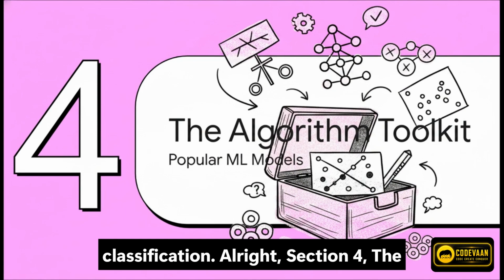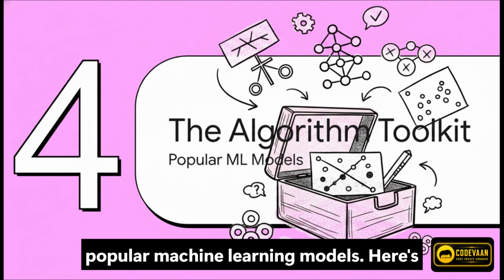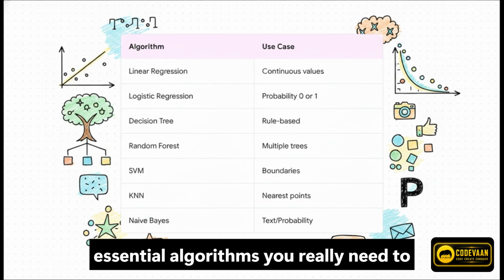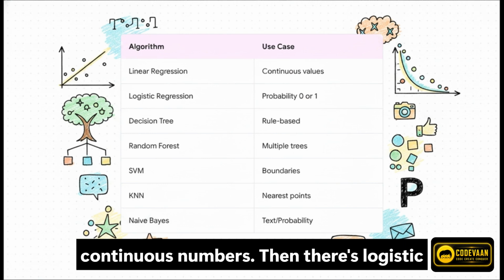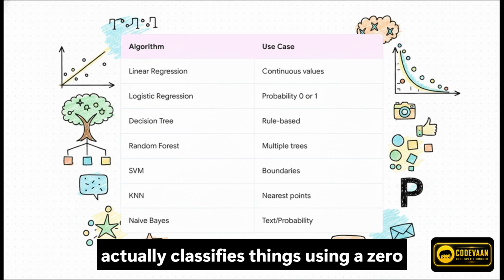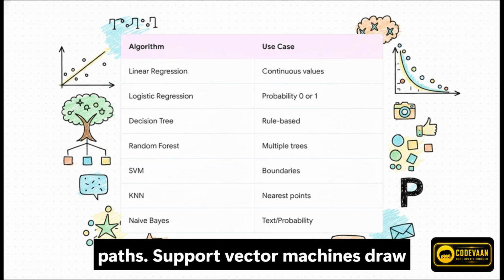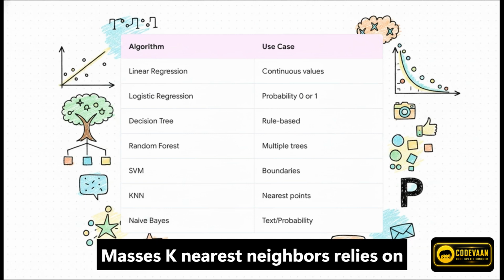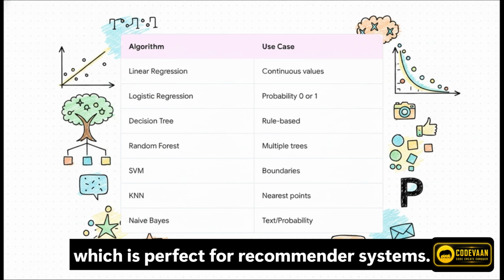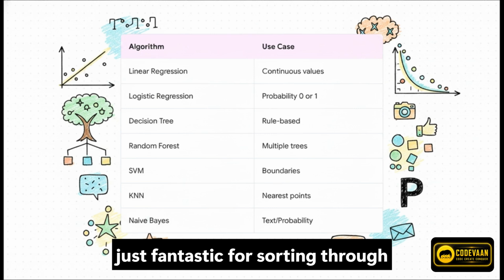All right, Section 4, the algorithm toolkit. Let's look at some popular machine learning models. Here's your rapid-fire rundown of the 7 essential algorithms you really need to know. First, we have linear regression for continuous numbers. Then there's logistic regression, which, despite the name, actually classifies things using a 0 or 1 probability. Decision trees give us those super interpretable, rule-based paths. Support vector machines draw strict mathematical boundaries between classes. K-nearest neighbors relies on proximity to cluster things together, which is perfect for recommender systems. And finally, naive Bayes, an algorithm that leans heavily on probability and is just fantastic for sorting through massive amounts of text.